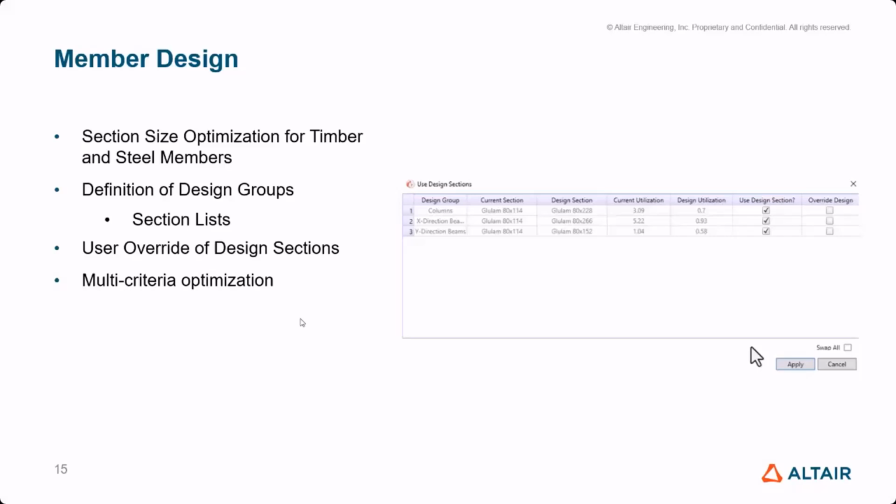And regardless of if one of those columns has a higher utilization than the others, you want to use the same cross section for constructability, maybe for architectural purposes. The list goes on. But you can define those design groups and then allow those design groups to have different section lists associated with them, so that when you run an analysis and you find that a section might be overutilized, you can then have S-TIMBER go in and choose a new section from that list for that specific design group. And you can define a bunch of different criteria to optimize based off of as well.